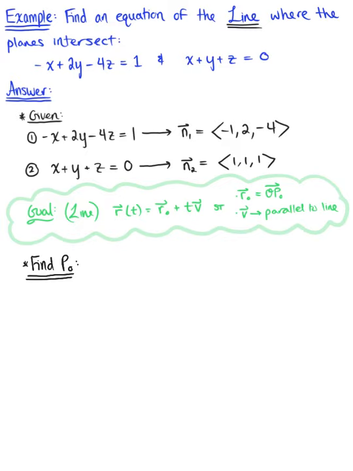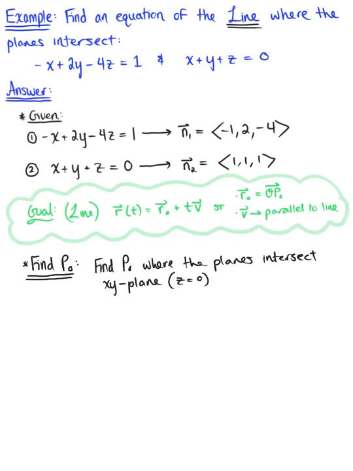Now, I want you to keep in mind that there's multiple ways to go about finding this point P naught. My favorite method is to find the point where these two planes intersect one of the coordinate planes. So let's choose one of the coordinate planes. We're going to find P naught where the planes intersect. Let's do the xy plane. So if we're looking at the xy plane, we know that this is defined as z is equal to 0.